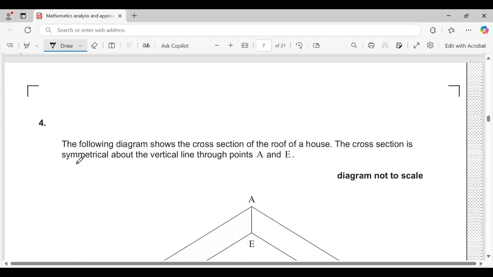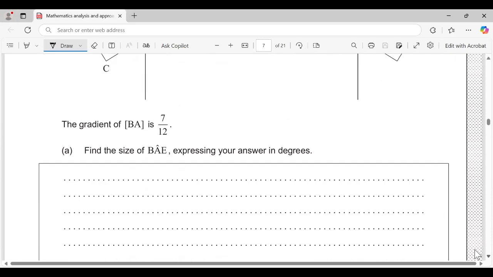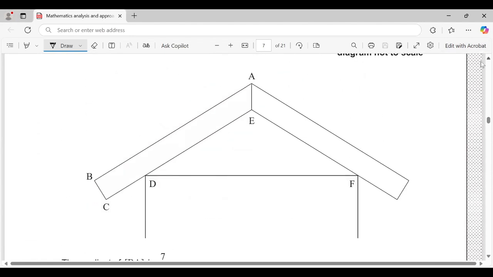Number 4. The following diagram shows the cross-section of the roof of a house. The cross-section is symmetrical about the vertical line through points A and E. It's a diagram. The gradient of BA is 7 over 12. Find the size of angle BAE, expressing your answer in degrees.